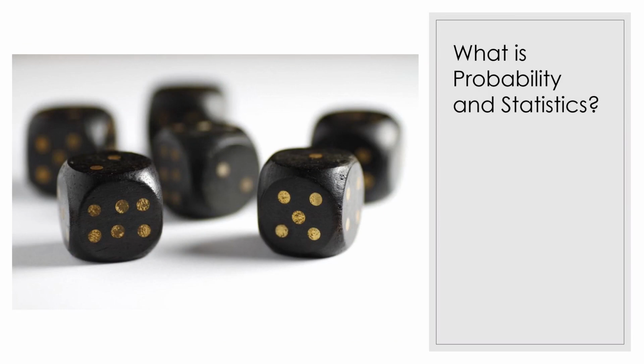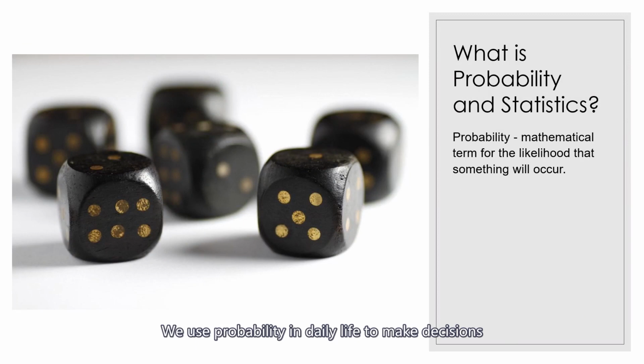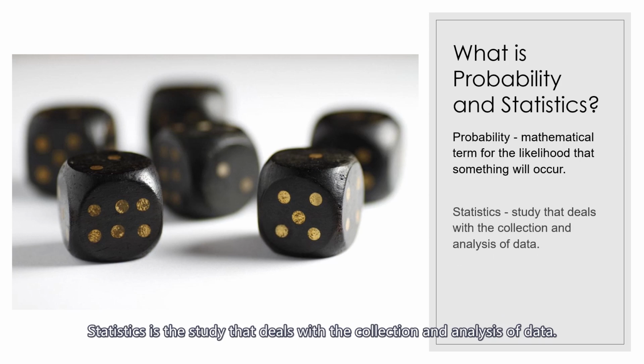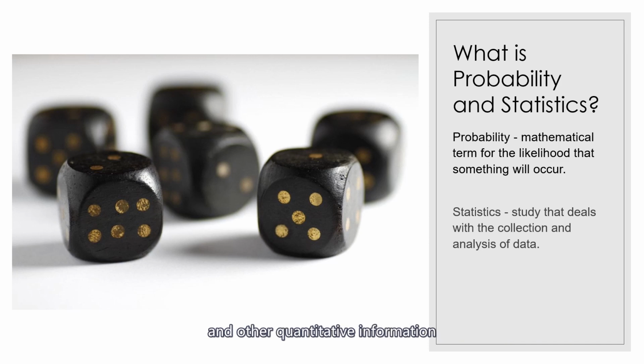Probability and statistics. Probability is the mathematical term for the likelihood that something will occur. We use probability in daily life to make decisions when we do not know for sure what the outcome will be. Statistics is the study that deals with the collection and analysis of data. Basically, it helps us understand the world a little bit better through numbers and other quantitative information.